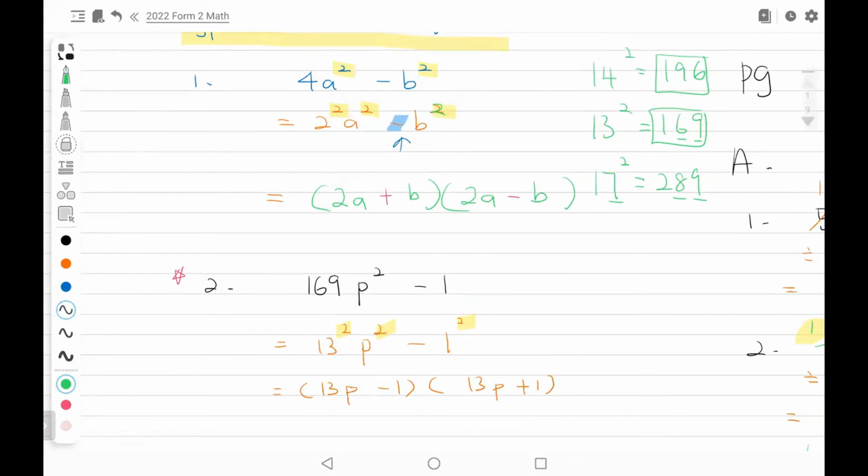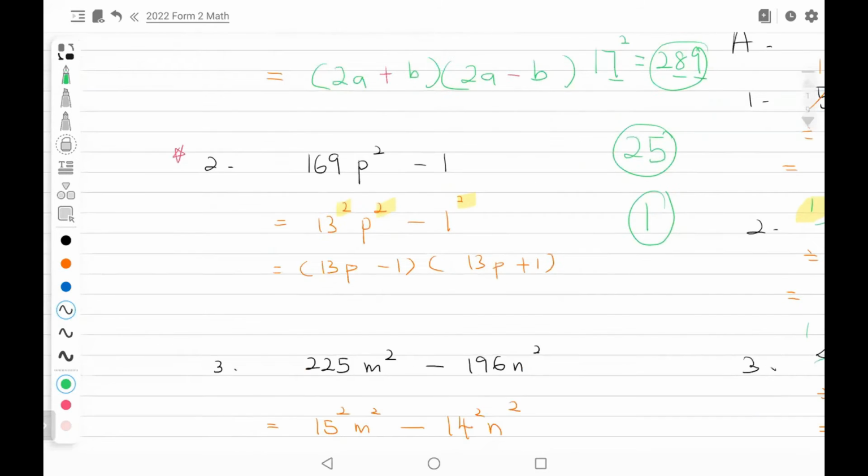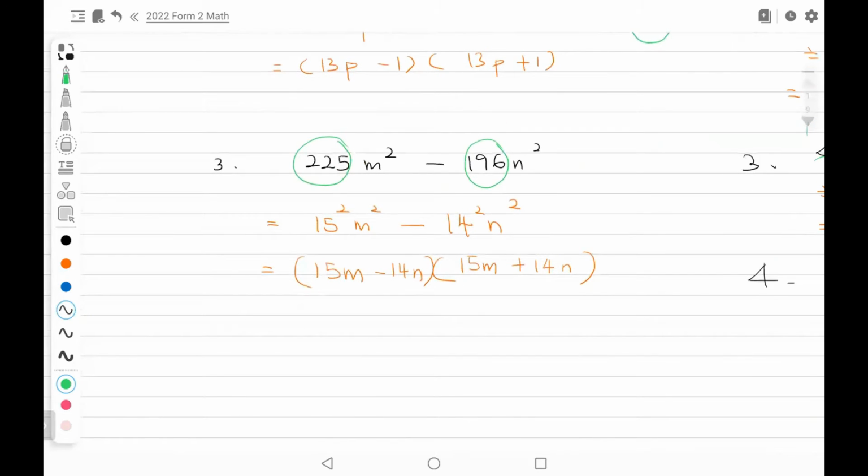The benefit will be you will become very sensitive. When you look at 289, you know it's a perfect square. If you have 25, you know this is a perfect square. And 1 is also a perfect square. Don't forget the 1. See, all the numbers here are perfect squares. Then you can change it accordingly for perfect square type B.